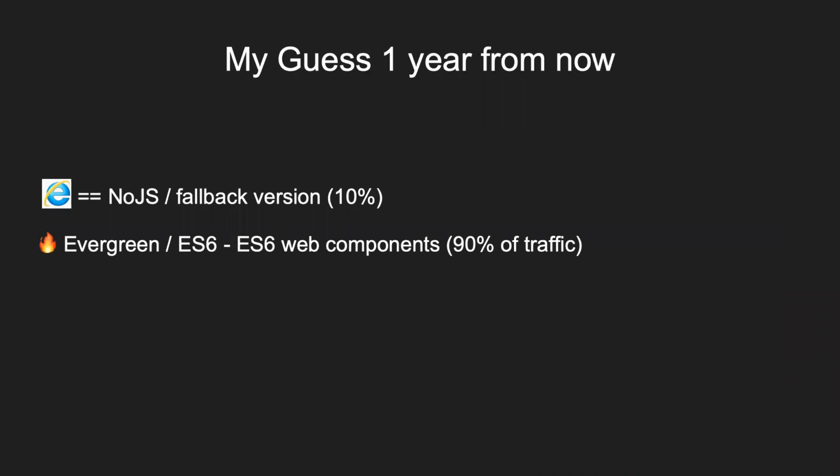So wrapping up, can I use this? My guess is that a year from now, we're going to see the no-JavaScript fallback be about 10% of your traffic, generally, and 90% being something that serves web components natively, which is a huge deal. And that by about 2 years from now, you're looking at like 95.5.